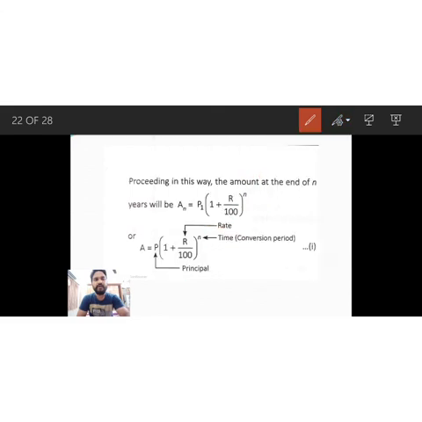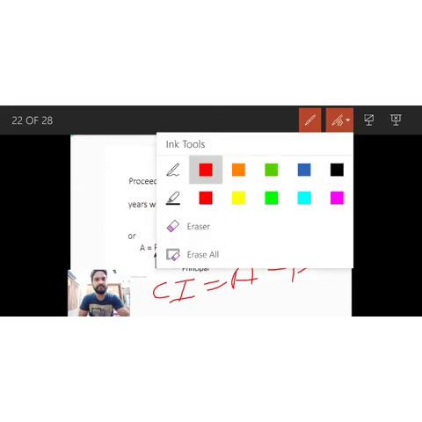Now how do we find the compound interest? The formula of compound interest is amount minus principal. First of all, we have to find the amount. From that amount, we subtract our principal. Then we get the compound interest. The comparison between simple interest and compound interest is that in compound interest we get more money as compared to simple interest.